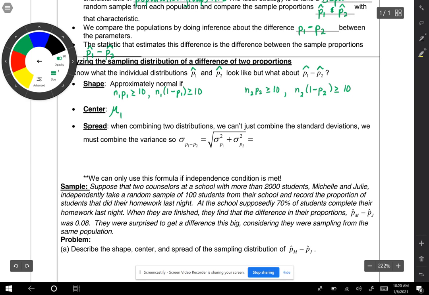Okay, the center, so the mean of that sampling distribution, the difference, so P1 hat minus P2 hat, should be equal to the difference in the population proportions, P1 minus P2.